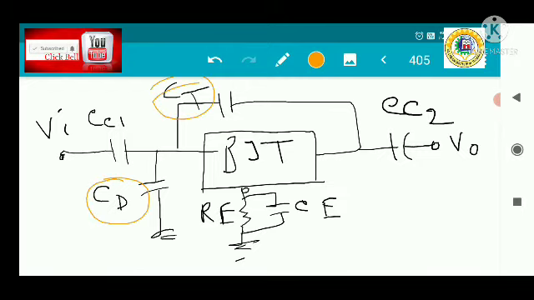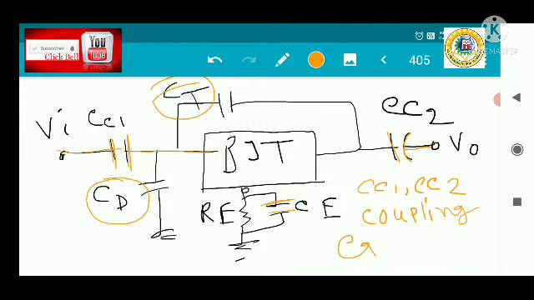Now what do you mean by this CD and what do you mean by this CT? This capacitance comes into the picture along with the voltage source at the input section, and this is the bypass capacitor across the RE. This is the output section capacitance. So CC1 and CC2 are called the coupling capacitors. Now the unknown capacitances aside, this is the bypass capacitor CE, used to bypass the RE.